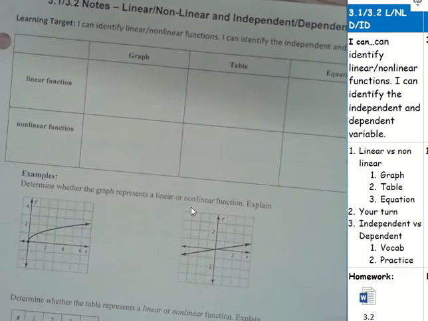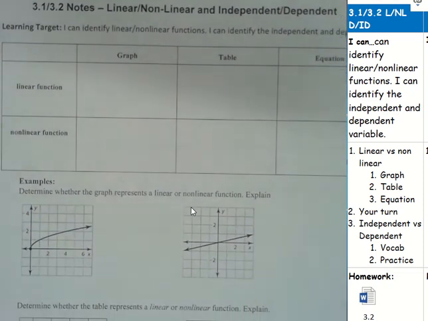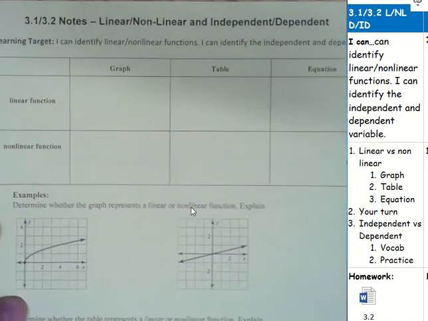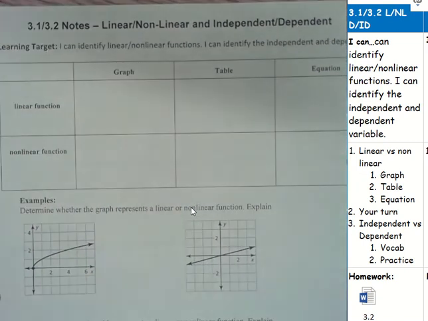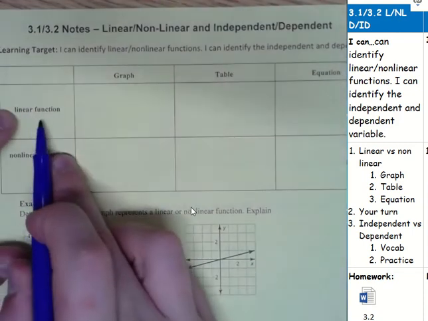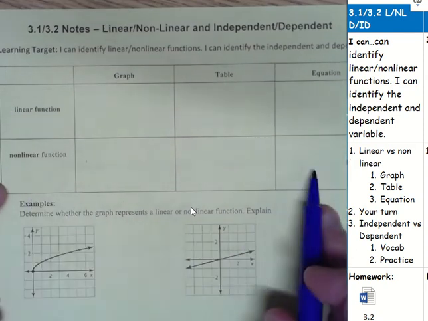All right. So notes, I'm actually going to be writing on here, and then you guys can write along. You should have this 3.1, 3.2 notes, should say that right across the top. And we want to talk about linear functions, and then we want to talk about nonlinear functions. And how can we tell which one's going to be which? So, first, let's look at graphically for linear functions. We're going to work our way across with linear, then we're going to work our way across with nonlinear.